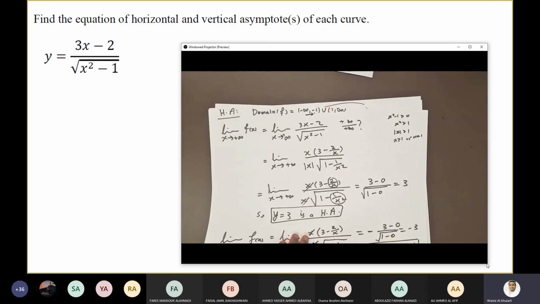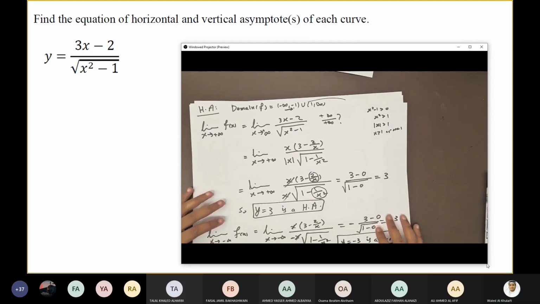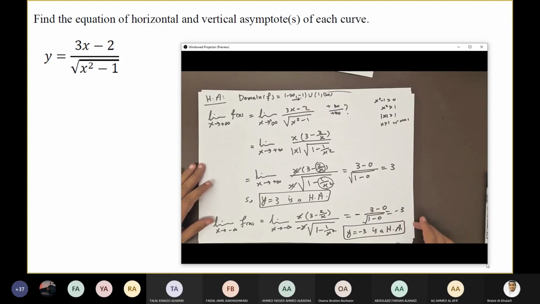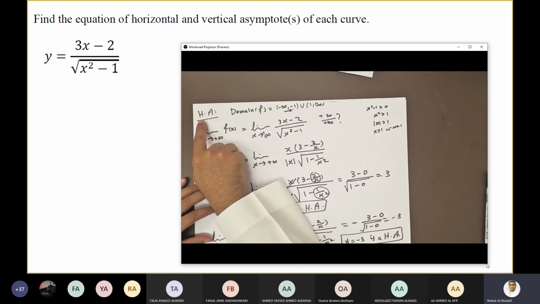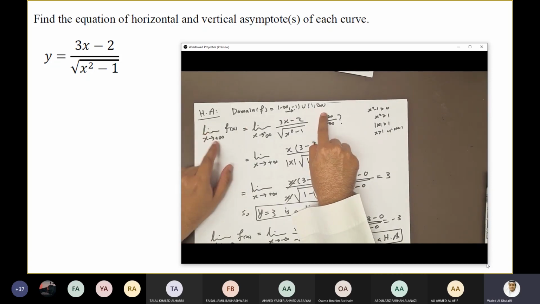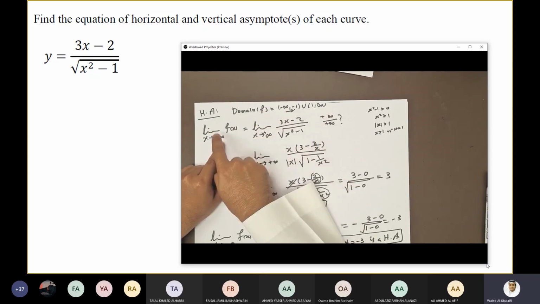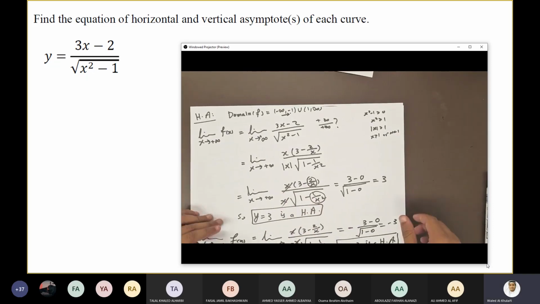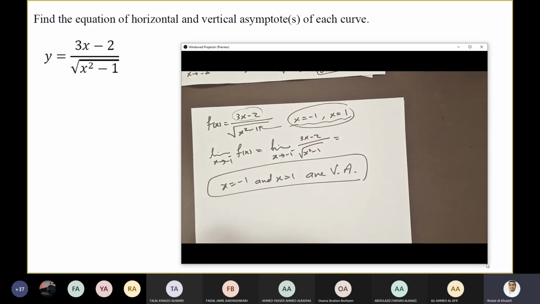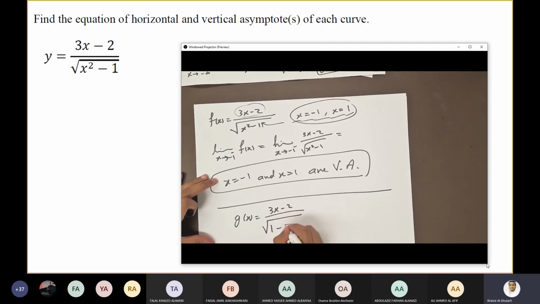Okay Talal, you want to ask? Yes, Talal. Does the domain affect the vertical and horizontal asymptote, or only the vertical asymptote? No, in fact, why I wrote the domain, because when I say limit as x goes to infinity, I want to know, does it make sense or not? Maybe this function is not defined when it goes to infinity. For example, if I said this is another function, let me call it g of x, 3x minus 2 over 1 minus x squared.